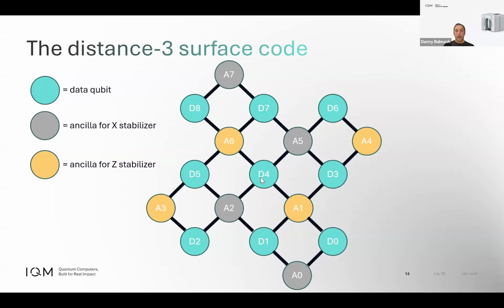Is D equals 5 the optimal distance for the surface code? It depends on what you're optimizing, right? So as you increase D, as long as you're below threshold, you get better and better performance. So D equals infinity would in principle be the best performance. But we don't want to use infinitely many qubits. So you have to define your optimization metric to talk about an optimal distance.